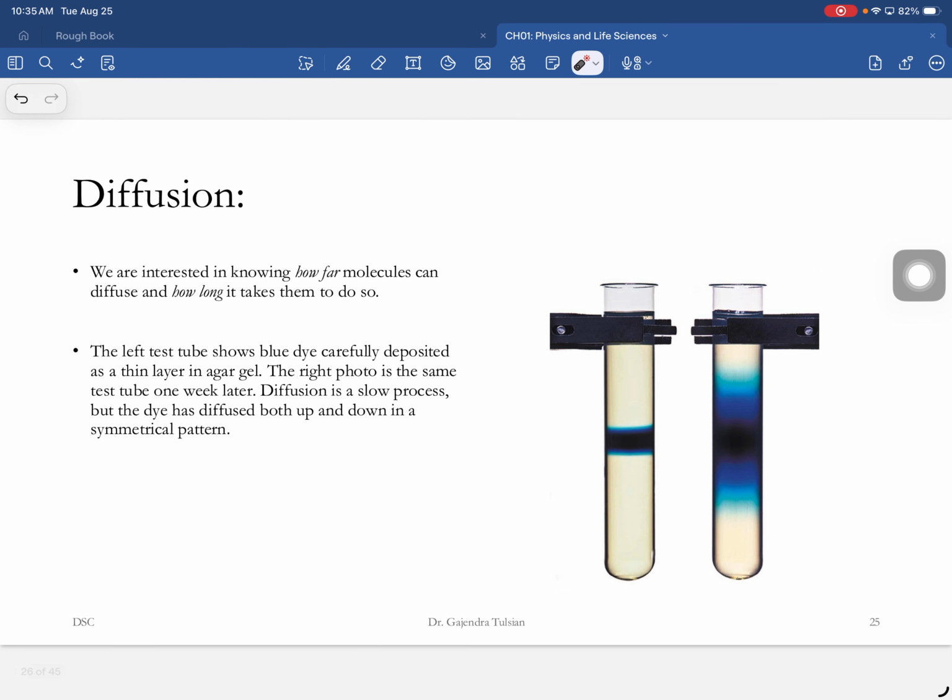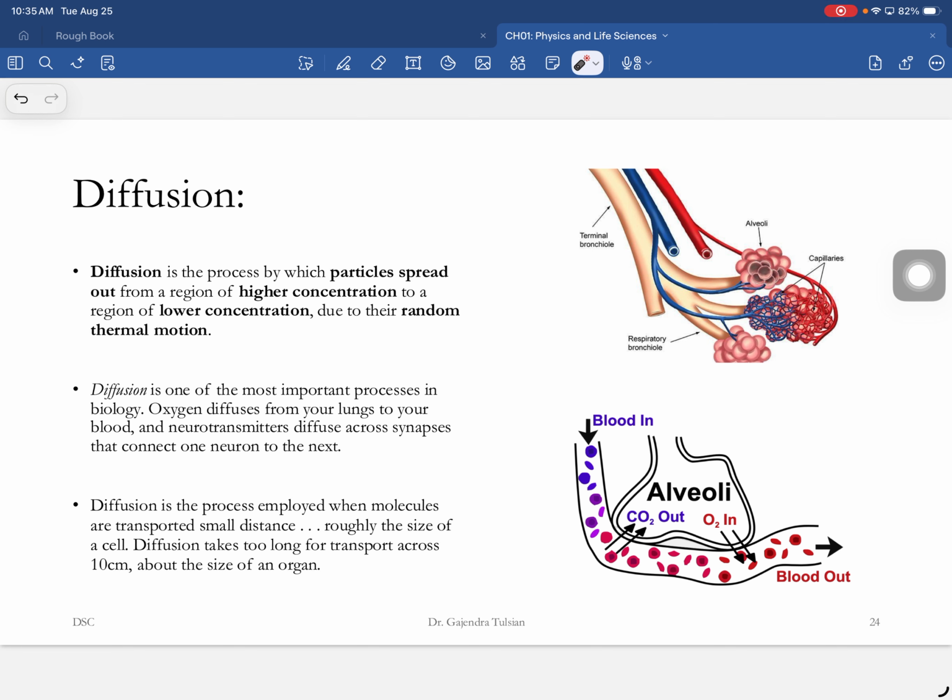Okay, I'll mention this one slide and we'll actually stop here. So diffusion is the process by which particles spread out from regions of higher concentration to regions of lower concentration, due to random thermal motion. Diffusion is the most important process in biology. That is the process by which all molecules are moved short distances.